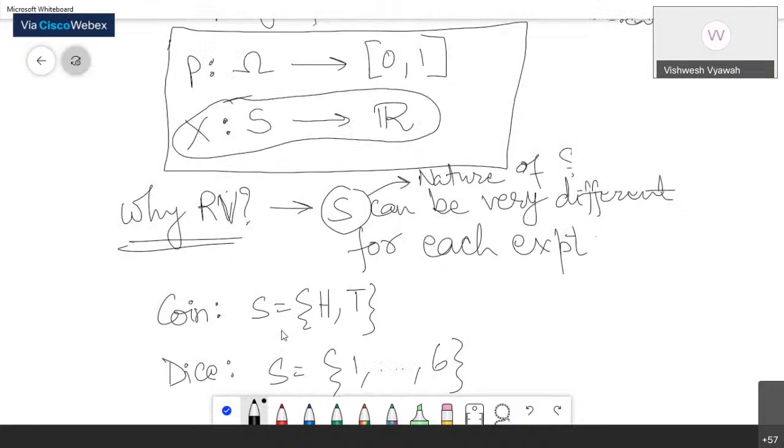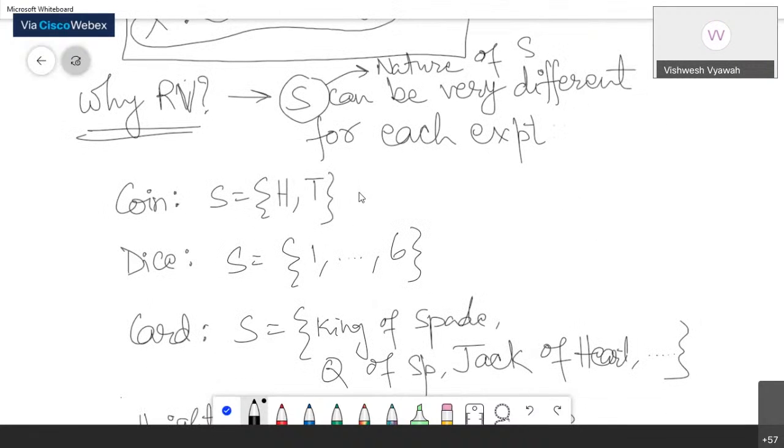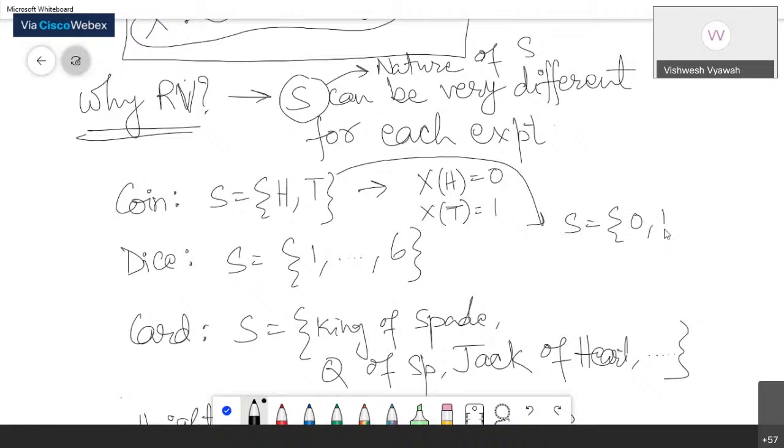Are you getting what I'm trying to say? So in this case, if I define a random variable such that X of H is equal to 0 and X of T is equal to 1, then this sample space can be represented by simple numbers 0, 1. In this case, there is no issue. I can define the random variable as X of s, s being an element of the sample space, as s itself.